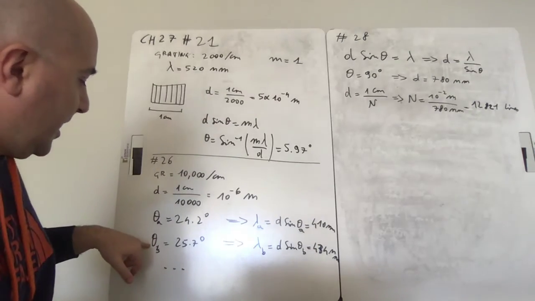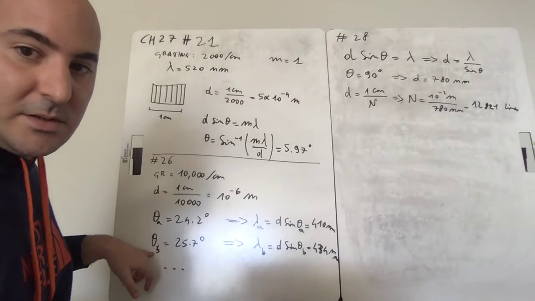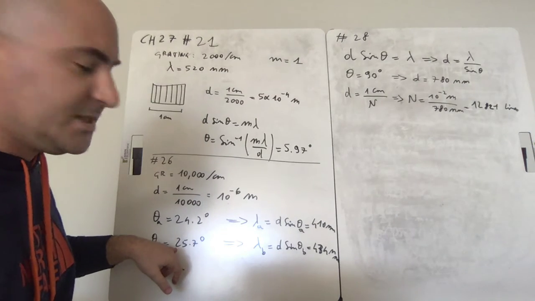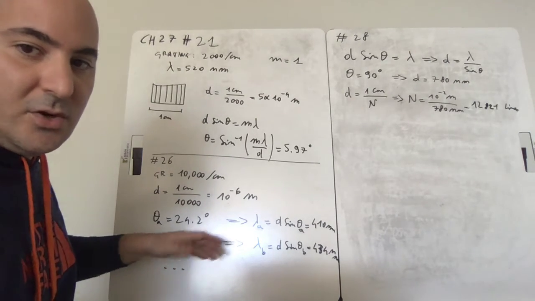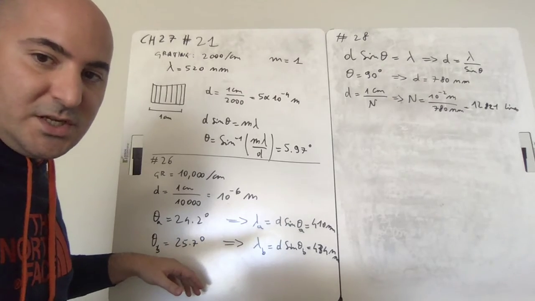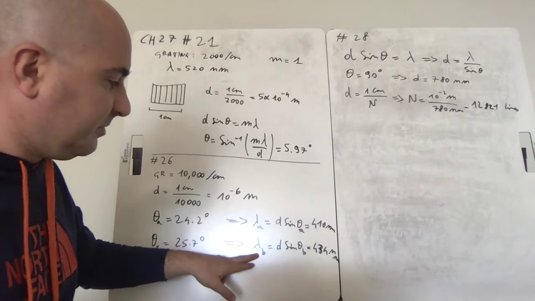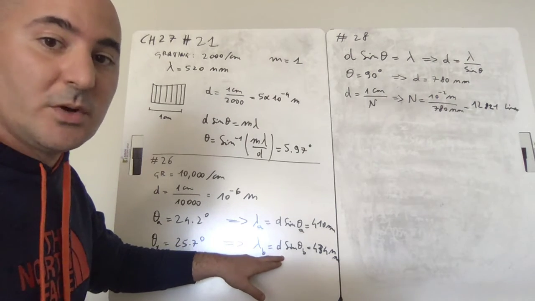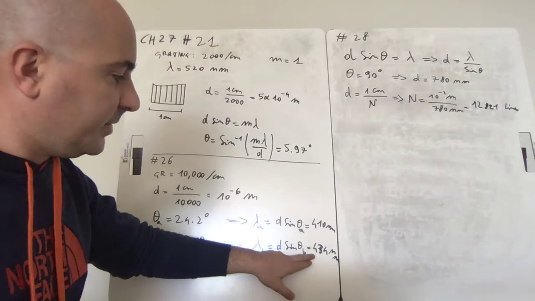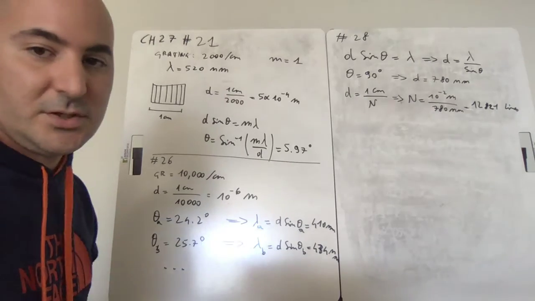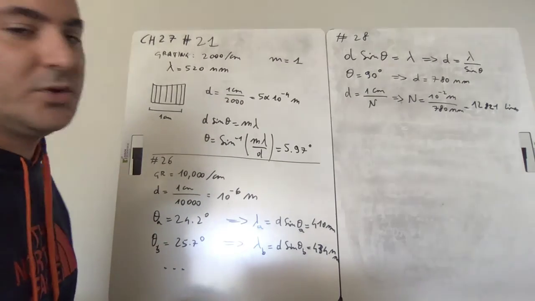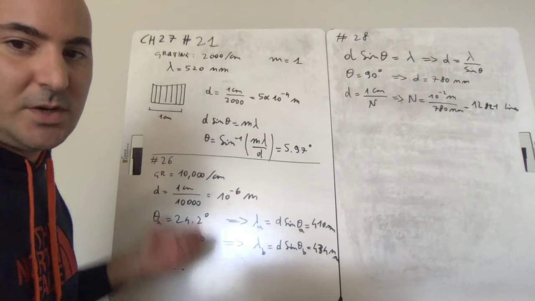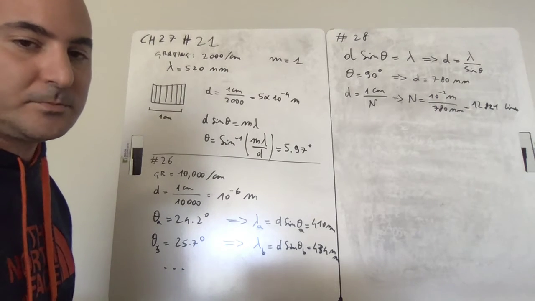The second angle, theta B, happens to be 25.7 degrees. I know there's glare here; you see just a symbol there. So lambda B is d sine theta B, divided by m equal to 1 again, because I want the first-order maximum. That gives 434 nanometers. And then you can do all the others in the same way, so that's why I didn't write down the others.